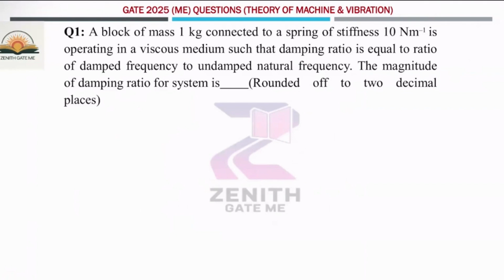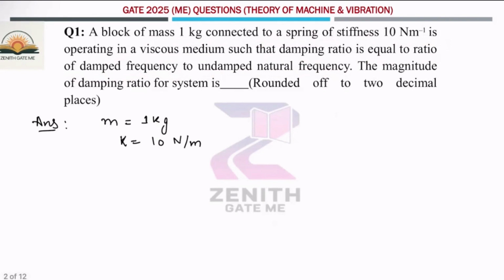What is the question? A block of mass 1 kg which is connected to a spring of stiffness 10 Newton per meter is operating in a viscous medium such that the damping ratio is equal to the ratio of damped frequency to the undamped natural frequency. Okay. So what is the data given? The mass is given as 1 kg. The stiffness is given as 10 Newton per meter.